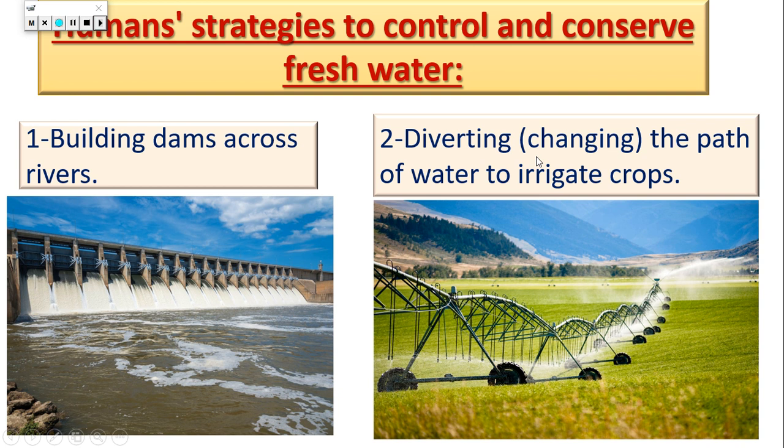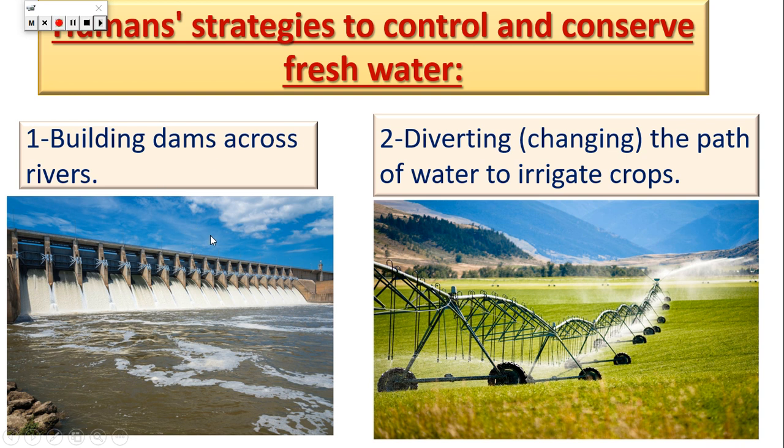Lesson 3, we will take small parts of lesson 3 because the rest of the lesson is cancelled. Human strategies to control and conserve fresh water. What do we do to conserve and use water in the correct way, since the fresh water amount is very small on Earth? Number one, building dams across the rivers.